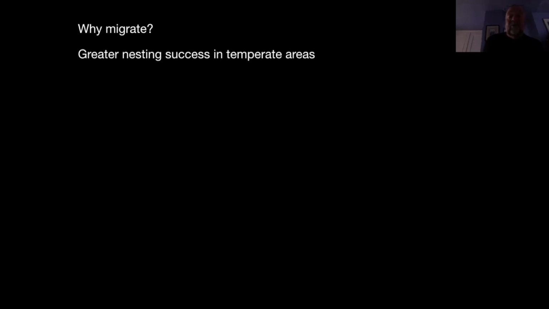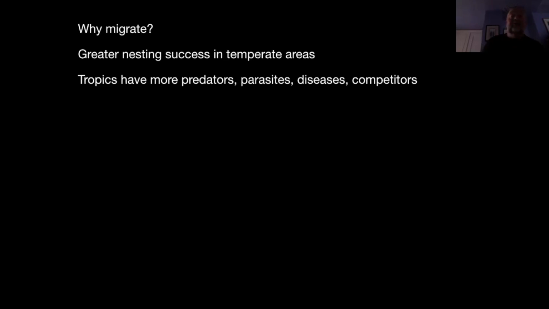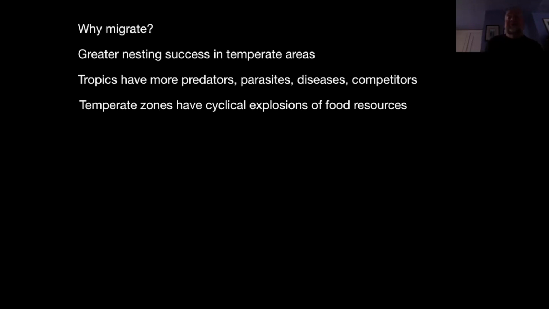And we believe almost all of these neotropical migrant songbirds are birds that evolved initially in tropical areas, and they leave the tropics to come up to the temperate zone, or in some cases actually beyond the temperate zone to the Arctic, for greater nesting success. Why is it better to nest for many birds up in the temperate zone? The tropics have, per unit area, more predators, parasites, diseases, and competitors. The temperate zones have cyclical explosions of food resources through our seasonality.